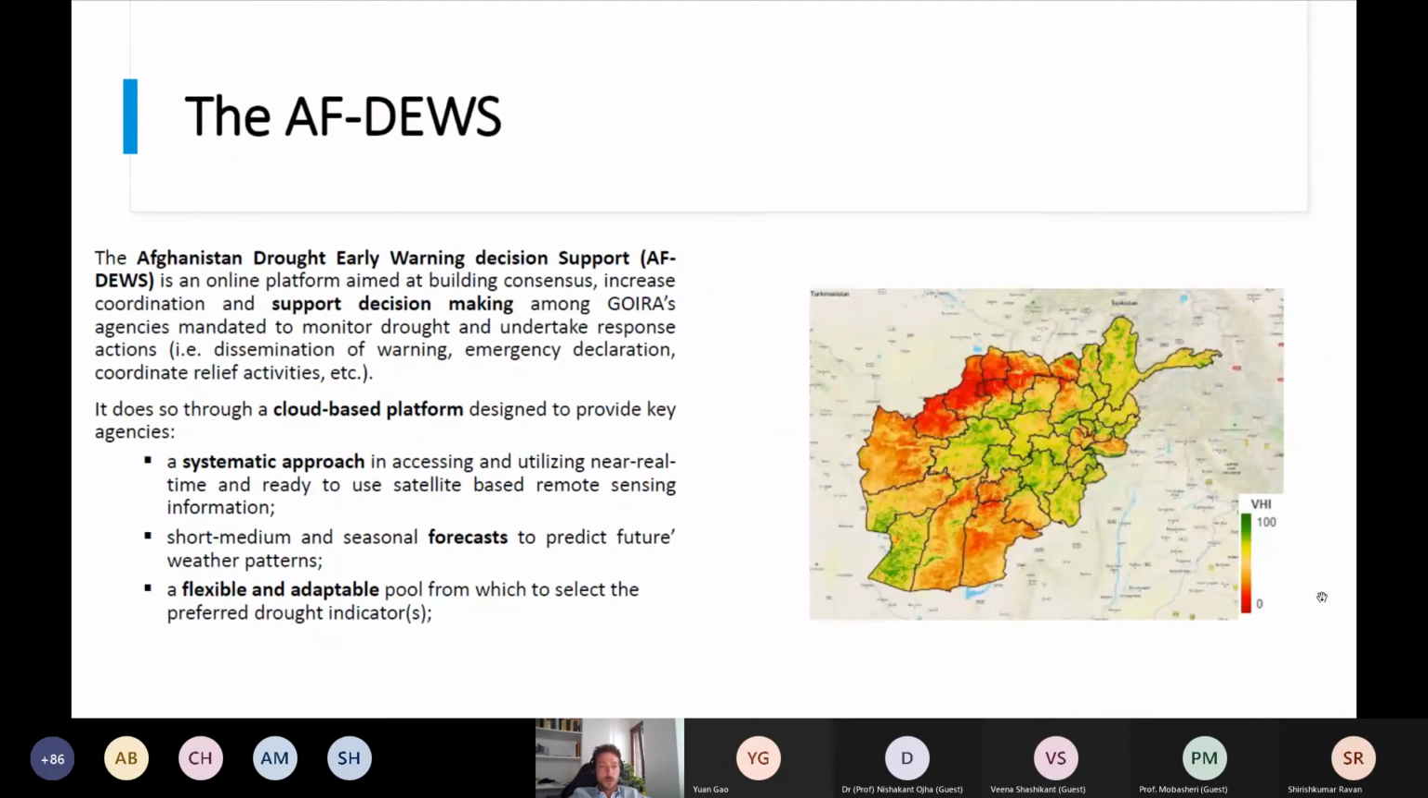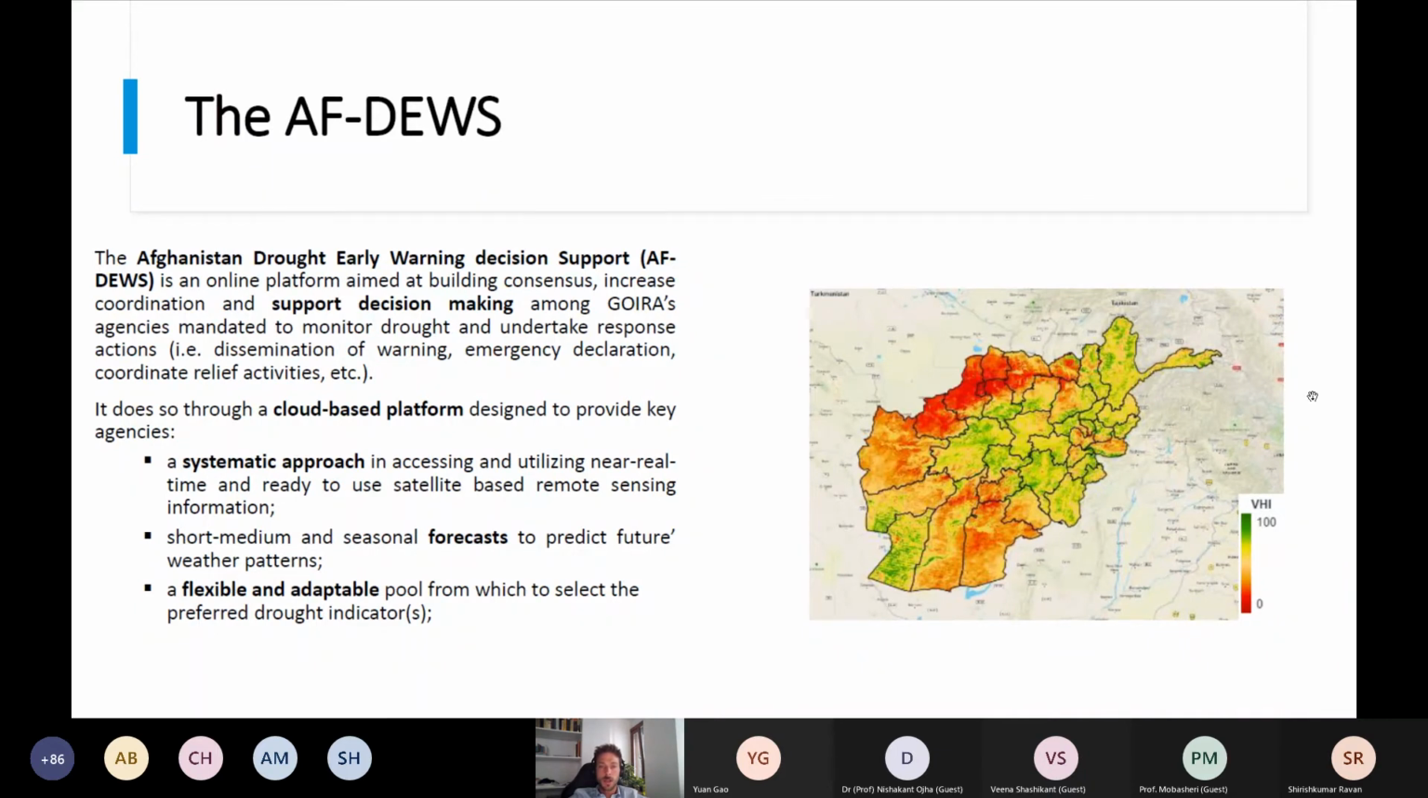The Afghanistan Drought Early Warning Tool, which I summarize as AFDUs, is an online platform developed with the objective to provide to the agencies mandated to monitor drought conditions, and as we are talking of the Meteorological Agency, the Water Resource Agency, and the Ministry of Agriculture, easy to access, already processed satellite data to assess the status of drought conditions in the country.